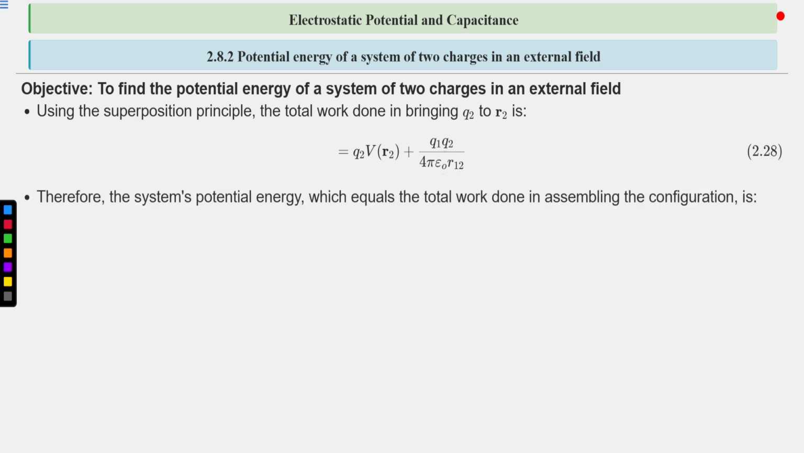Therefore, the system's potential energy and hence the total work done. What is the total work done to make the two charge configuration? The work done to bring the charge Q2 is this, and work done to bring the charge Q1 was Q1 VR1. So total work done is Q1 VR1 plus Q2 VR2 plus this. This is the work done against the external field by Q1. This is the work done against the external field by Q2. This is the work done against the field produced by Q1.